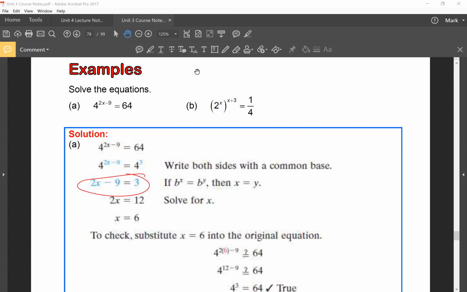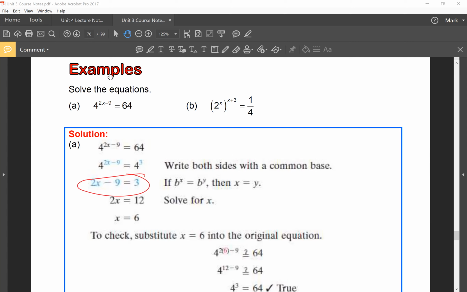So let's look at letter A. 4 to the power of 2x minus 9 equals 64. Nothing I can do right there, but what I can do is try to find the same base.